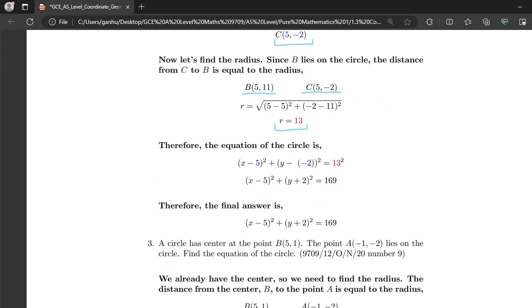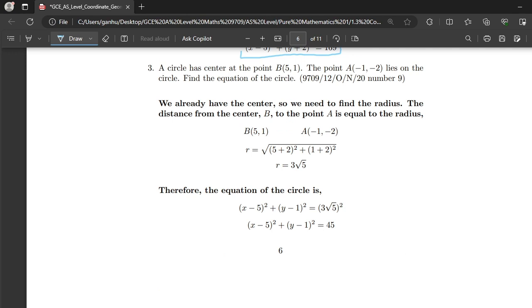And now we can write our equation in the form (x minus a) squared plus (y minus b) squared equals r squared. And in this case, a is 5, b is negative 2, and r is 13. And so the final equation becomes (x minus 5) squared plus (y plus 2) squared equals 169. And that's our final answer. Now let's move on to number 3.